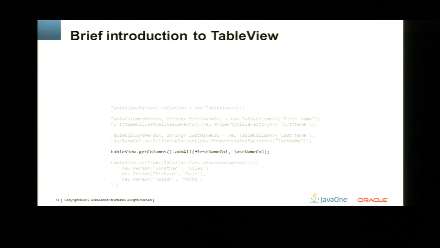And then with the table view, we get the columns, and the columns is just an observable list, and this is a pattern that we use throughout the JavaFX API. We return an observable list that you can then change. So in this case, we get the columns list, and we add in the first name column and the last name column. And then in this case, I'm setting the items to be a collection of 3 person objects.